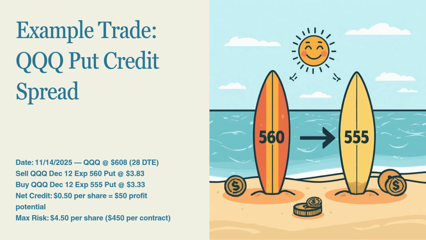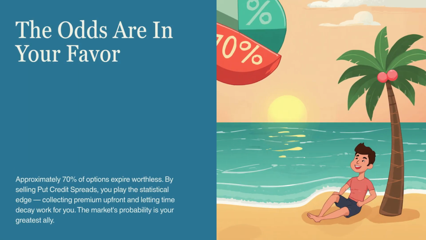The inverse of that is what happens if you lose. The max risk would be $500 minus the 50 cents, to give you $450 as your max loss. You may be asking yourself, why would I ever want to do that? You're telling me that I can gain $50 or I could lose $450 as a max loss. Well, the reason we do it is because the odds are in your favor.